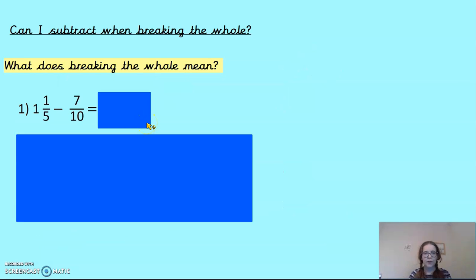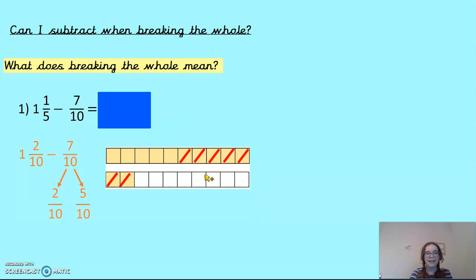But what does breaking the whole mean? Well, breaking the whole simply means that with our mixed number, our answer is going to be less than our whole number. It's going to be less than our whole here. Okay, and that's what we call breaking the whole, because we have to partition that whole into its fraction parts. So let's have a look at the working out here.